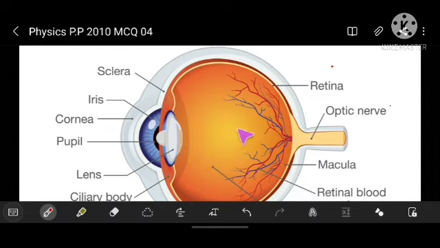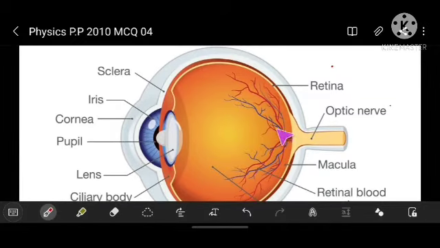Next, light passes through the vitreous humor. This is the clear jelly-like substance that fills the center of the eye. It helps to keep the eye round in shape. Finally, the light reaches the retina. This is the light sensitive nerve layer that lines the back of the eye. Here the image is inverted.